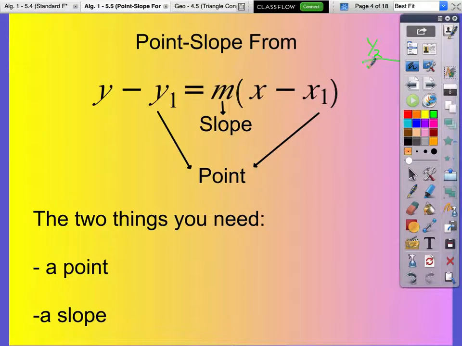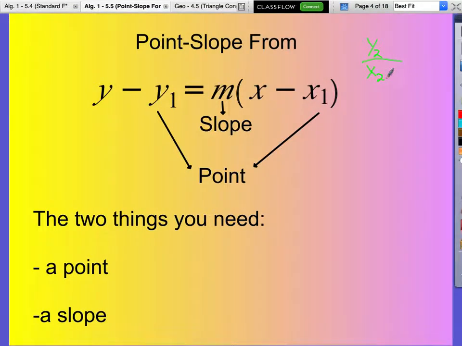And yes, Taylor, you were right. This should be the second one is how it normally goes, but it really could be either way. So x1 and y1 really come from a point, where x1, y1 is a point. This x and y are just the same variables from before, just like in our slope-intercept or standard form, that stay x and y. And m is still our slope.